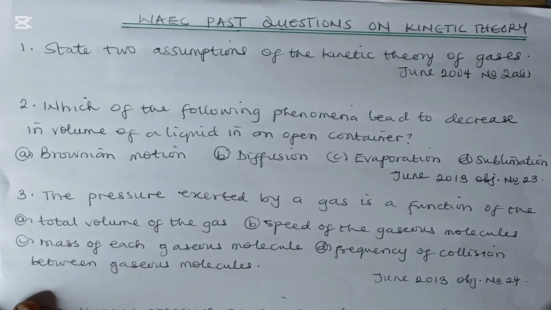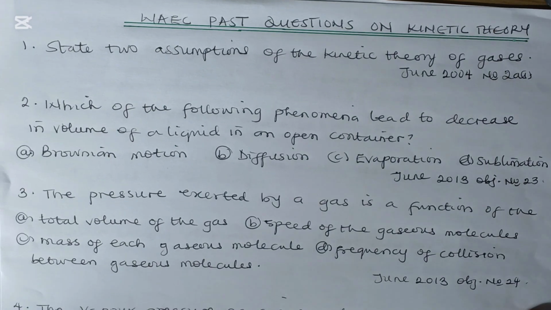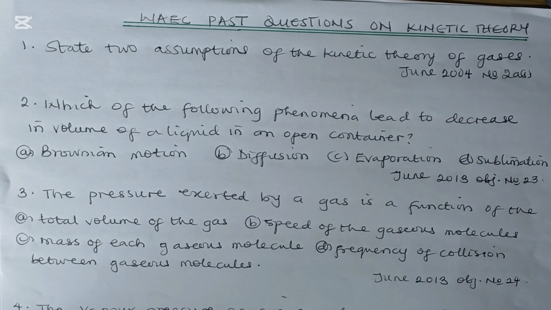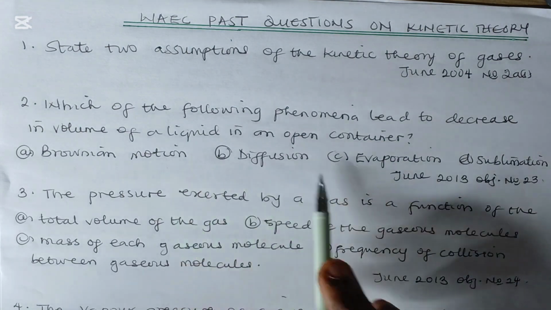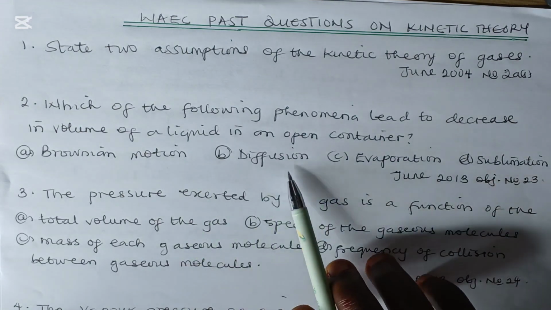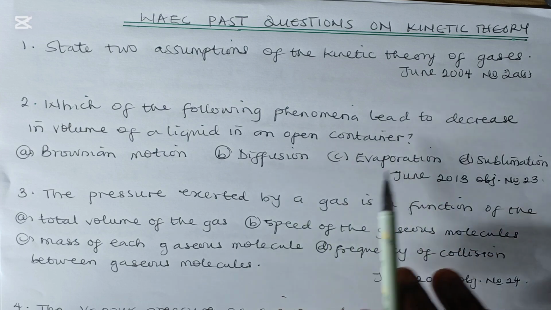Now, number 2 question. Which of the following phenomena leads to a decrease in the volume of a liquid in an open container? Now, please always read through your options before answering your questions and think carefully before selecting the best answer. The first option here is Brownian motion, the second one is diffusion, the third one is evaporation, and the fourth one is sublimation. Which one leads to a decrease in the volume in a container? Brownian motion, no. This only shows the movement of particles. Diffusion also shows the movement of liquids and other particles through each other.